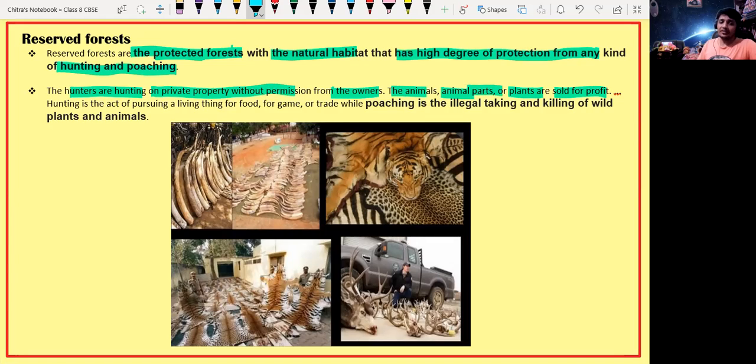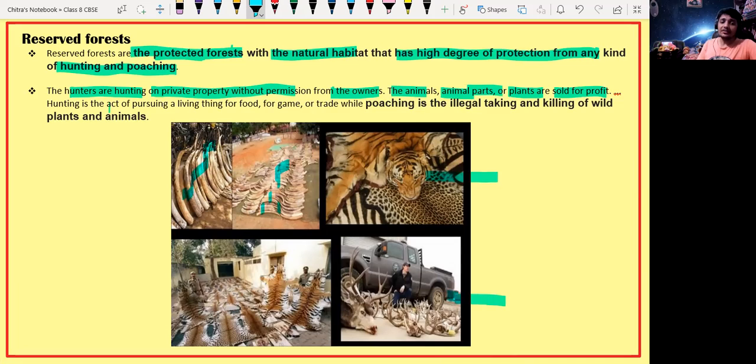Like generally you can see in the diagram, these are the outer teeth of the elephant. Then here we have the teeth as well as the horn of the rhino. Here we have the skin of the tiger and panther, and sometimes the skin of the lion is also sold. And here you can see that the horns of deer are also sold for personal benefit. So these are nothing but hunting and poaching.